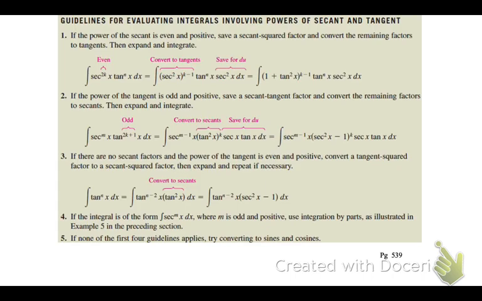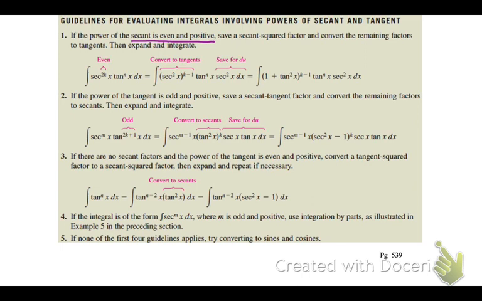So we have a bunch of these rules again. These are different because it's not odd, it's even. So if the secant is even positive, you save a secant squared factor and convert the remaining factors into tangent. Then expand and integrate.